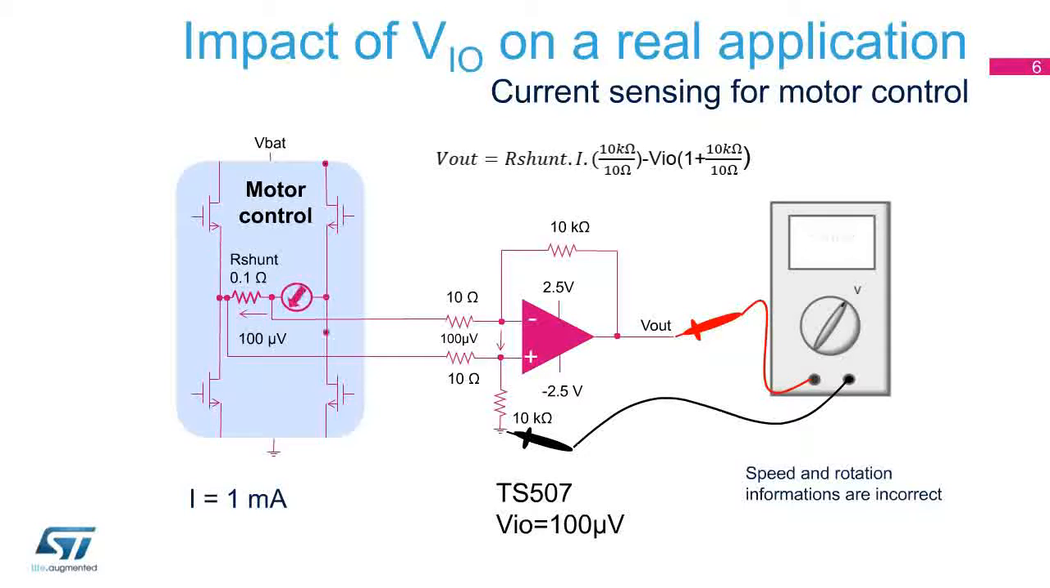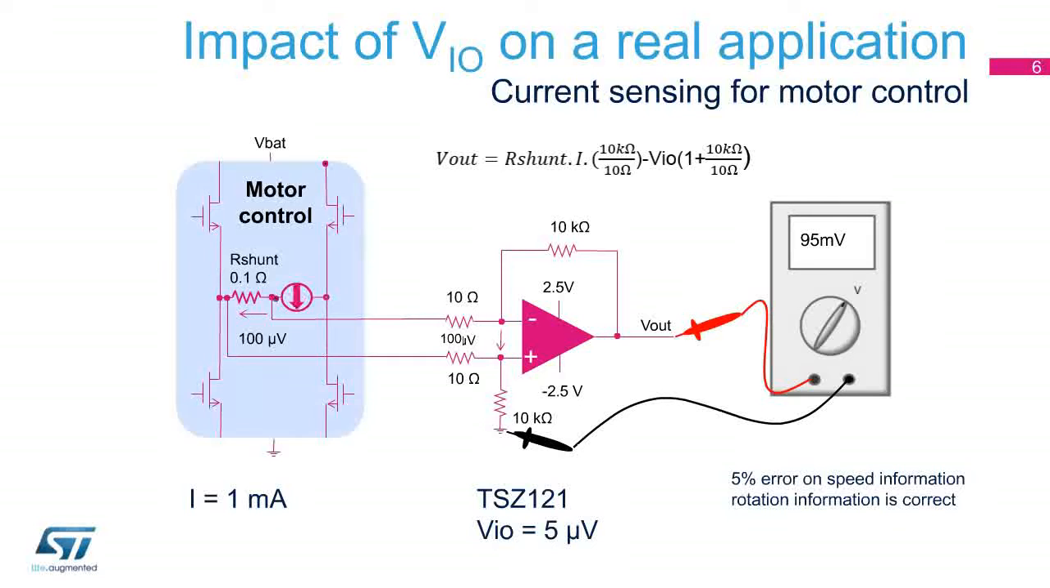Here, we can see how the VIO of the op-amp can impact the entire application if the op-amp is not chosen carefully. If we use a precision amplifier with a chopper architecture like ST's TSZ121 with a VIO of 5 microvolts at ambient temperature, we can see that we will make an error of 5% on the motor speed, which is really acceptable when we use a gain of 1000.